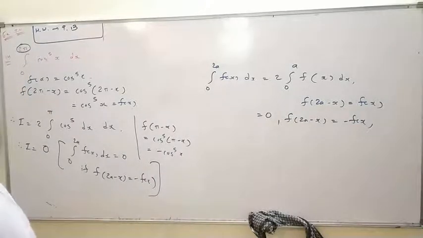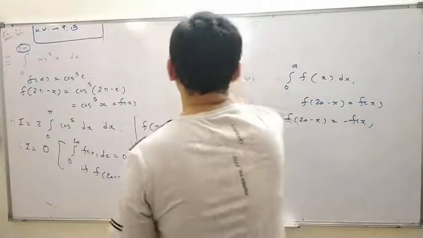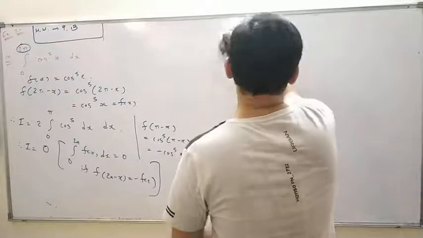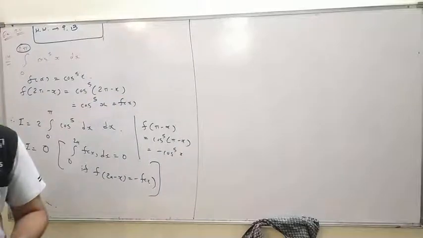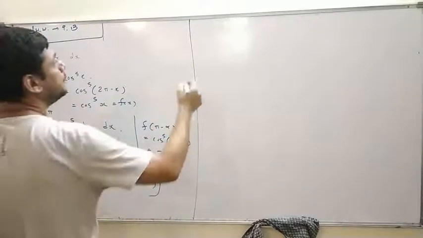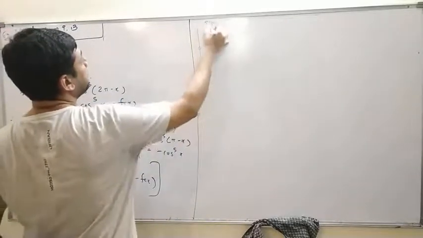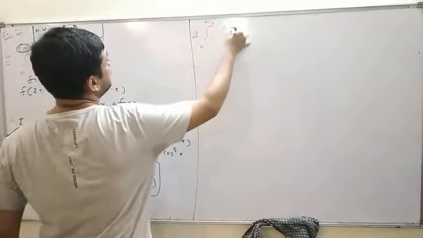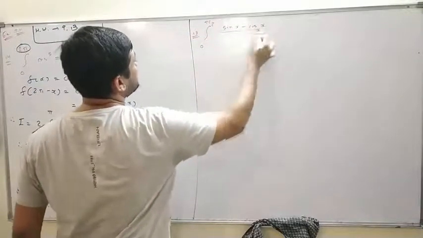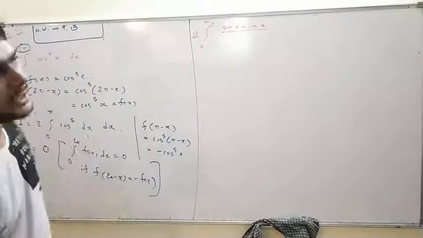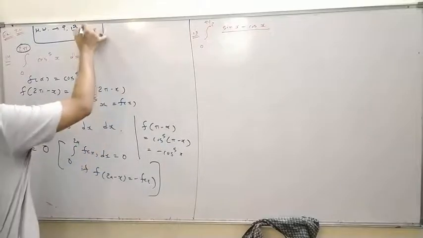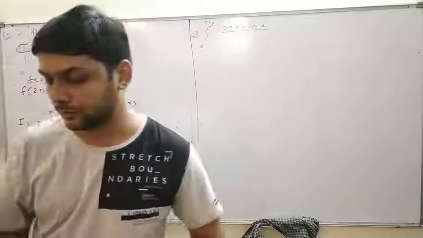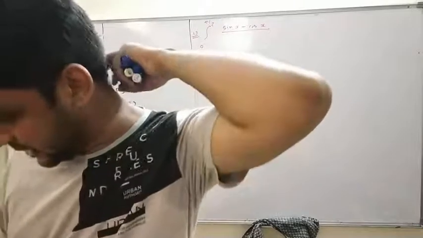Next, question number 13, integral from 0 to pi by 2 of sin x minus cos x. This will get done easily using the a minus x property. 15 is homework.